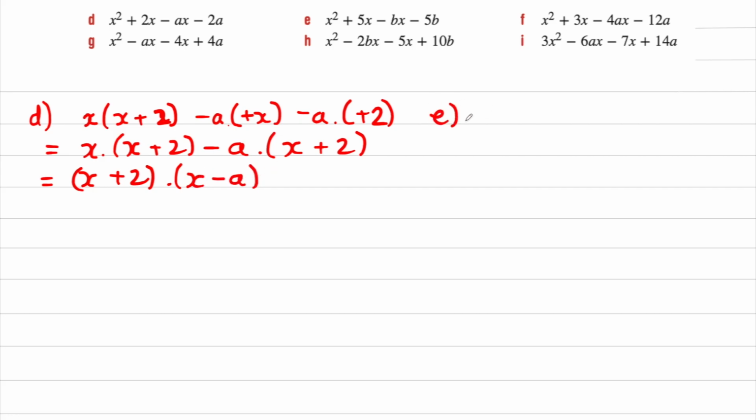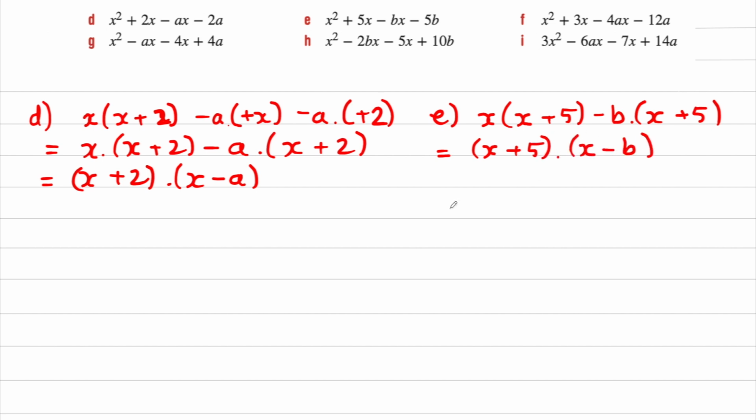Question E, the same idea. x will be outside, x plus 5. And minus b, you got x plus 5 one more time, because when I expand the second bracket, minus b times x equals minus bx, minus b times plus 5 equals minus 5b. Then x plus 5 will be this one, and you got x minus b.